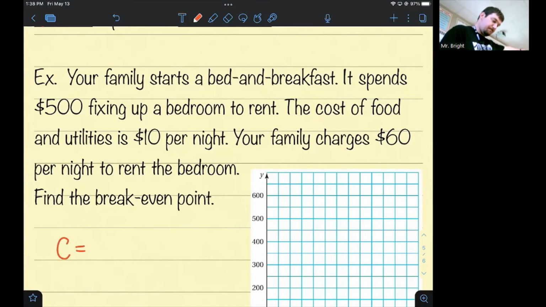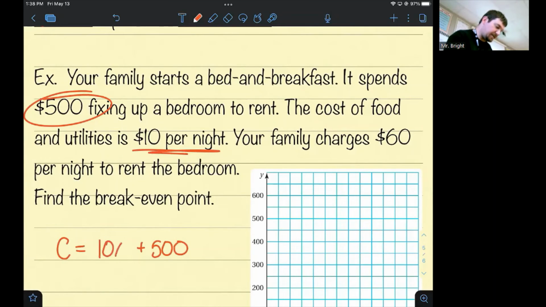Shane? Fixing up the bedroom. That's a one-time $500 cost, right? Would that be our slope or our y-intercept? That's right. That's our y-intercept. It's our initial value. $500. And what else are we having to pay for? The food and utilities. That's right.